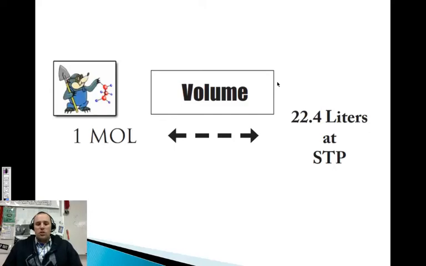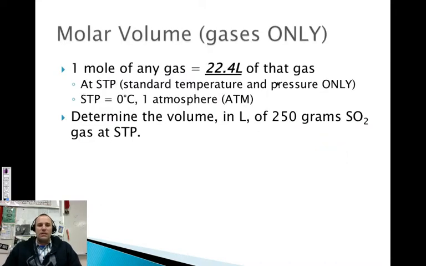The final component to our friend the mole is a volume. You can see here that 1 mole is equal to 22.4 liters at something known as STP. So let's look at what that is. This only applies to gases. It has to say gas, or you have to know for a fact that it's a gas.